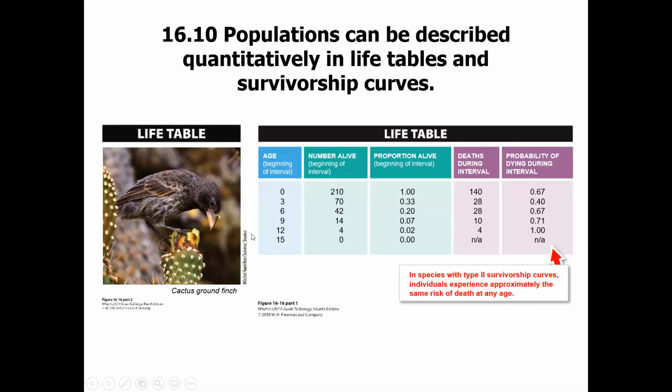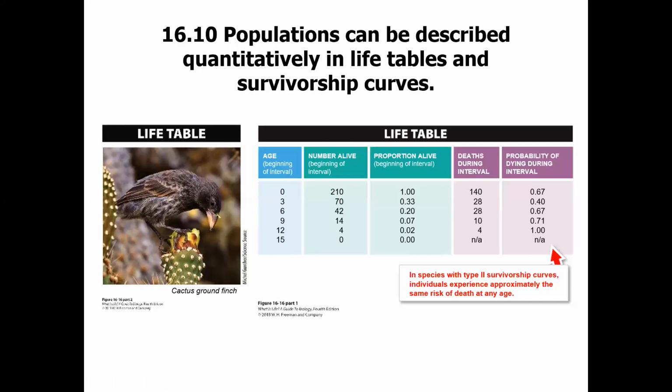So the rows go on and on all the way until the last age interval we have, which is 15. But this can be a useful tool because looking at the age intervals like 0 to 3, we can tell that there is a lot of death that occurs early on, such as starting with 210 individuals and having 140 die. So we have a lot of deaths early on in this population, but later on we don't have quite as many deaths. We have 28 and then 10 and then 4. So a lot of deaths early, not as many later.